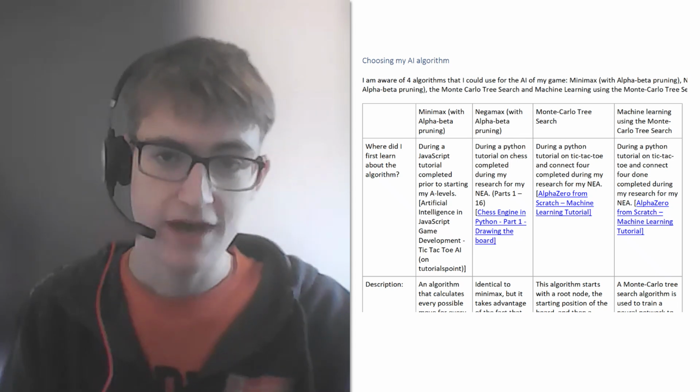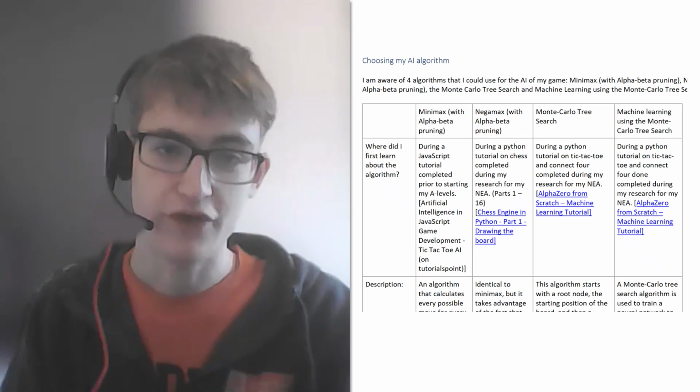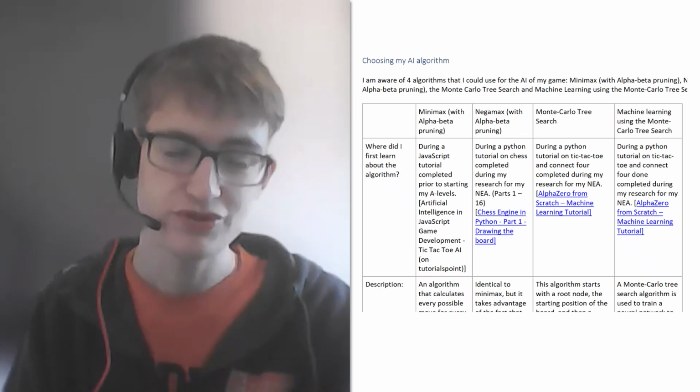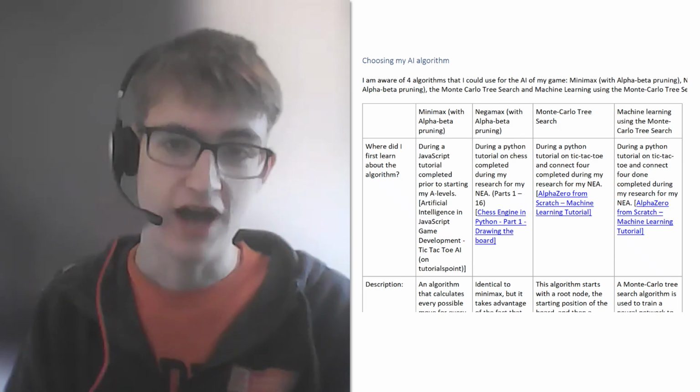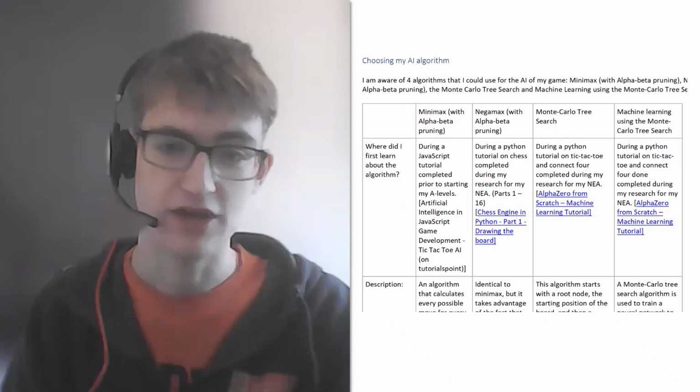I then researched and compared the different algorithms I could use for the AI part of my project, and recorded details of different options and pros and cons of each, and in conclusion explaining what I chose and why.